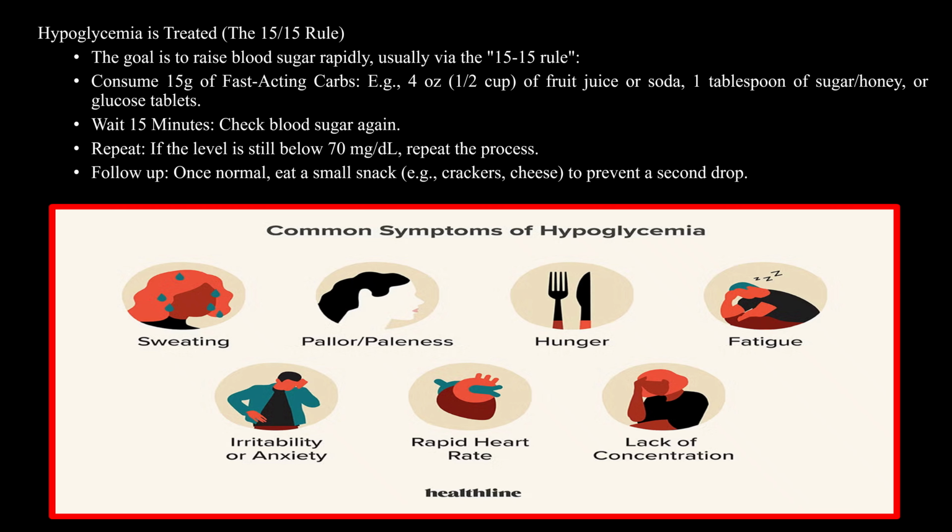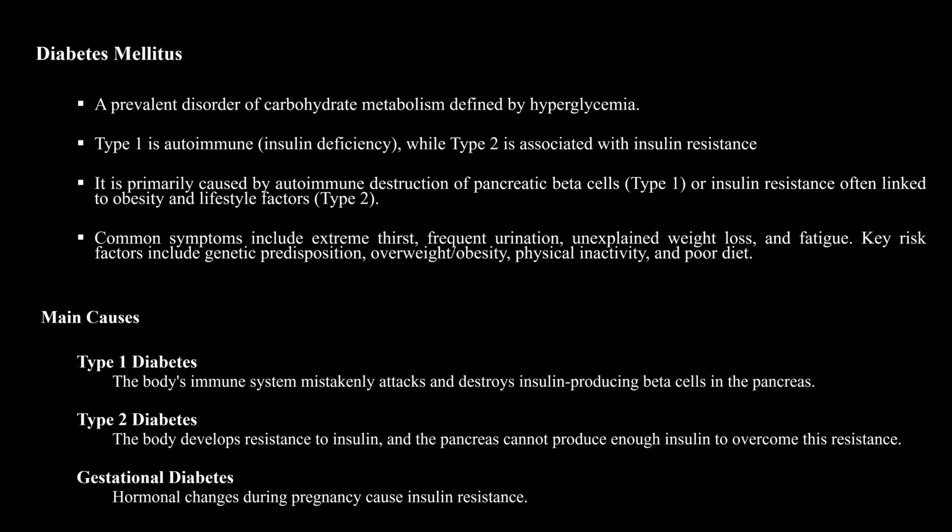High-volume tracker. The goal is to raise blood sugar. After 15 minutes, check blood sugar. Repeat if below 70 mg/dL. Once normal, a small snack prevents a second drop. Common symptoms of hypoglycemia: hunger, fatigue, anxiety, rapid heart rate, lack of concentration.